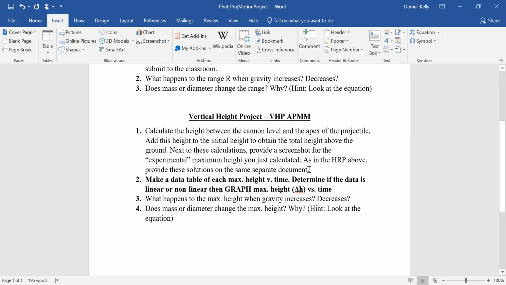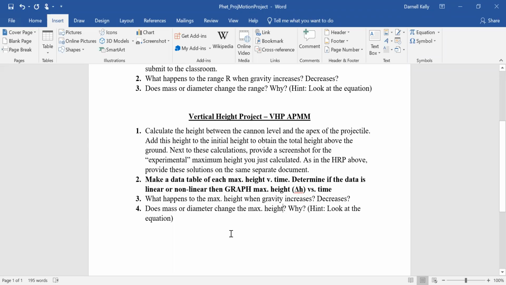After you get all of your maximum heights and your times, the time will be given. You don't have to calculate the time. You're going to make a data table of each max height versus time. Determine if the data is linear or nonlinear. You should know how to do that by now. If there's any questions, please let me know. Then you're going to graph max height delta H versus time.